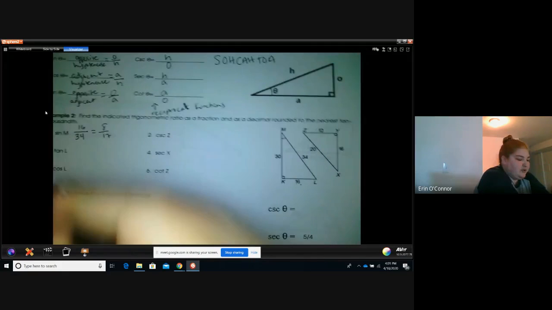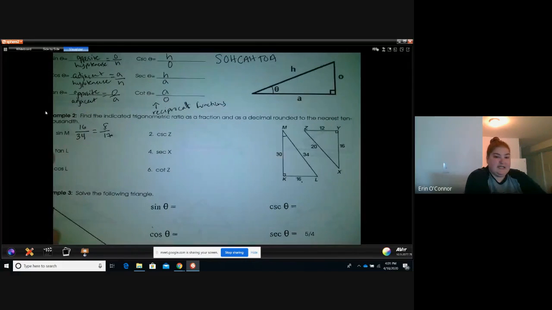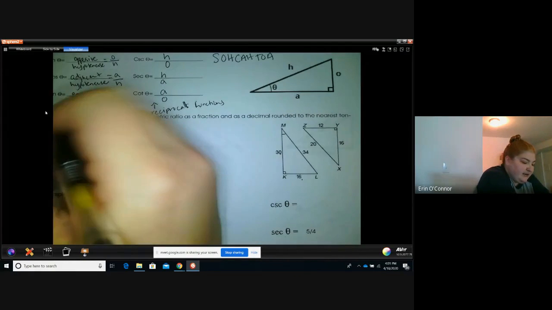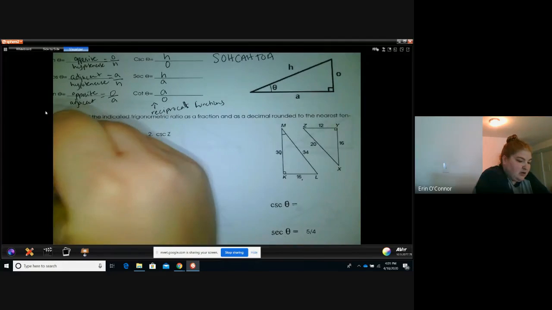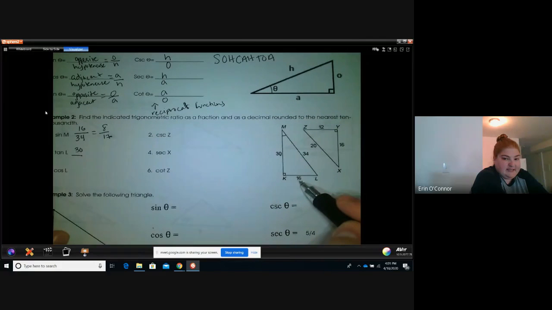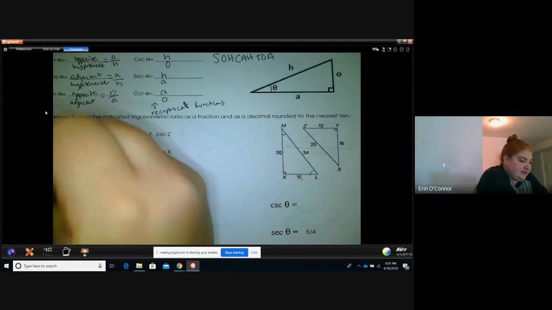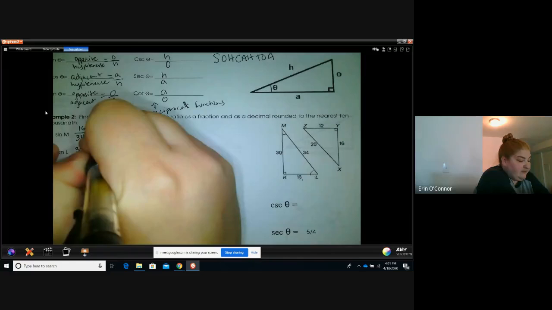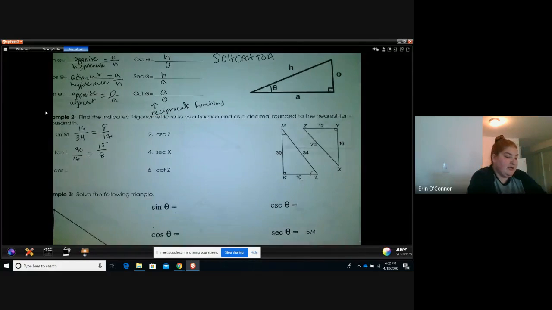You should always reduce. All right, tangent of L. So L's right here, and tangent is opposite, which is 30, over adjacent, which is 16, because this is between the angle and 90 degrees. So that's 16. And if we were to reduce this, this would be 15 over 8.